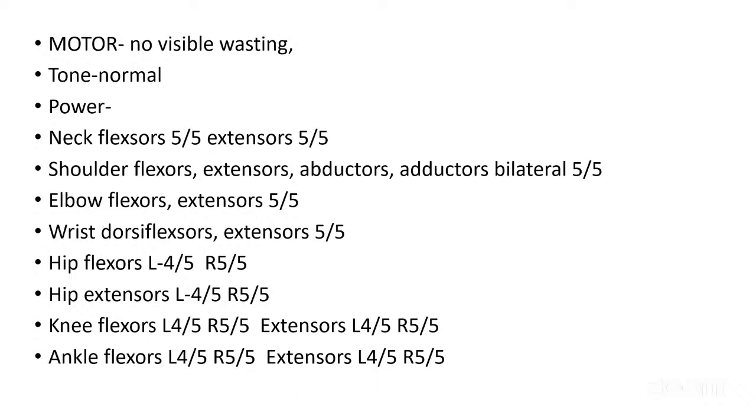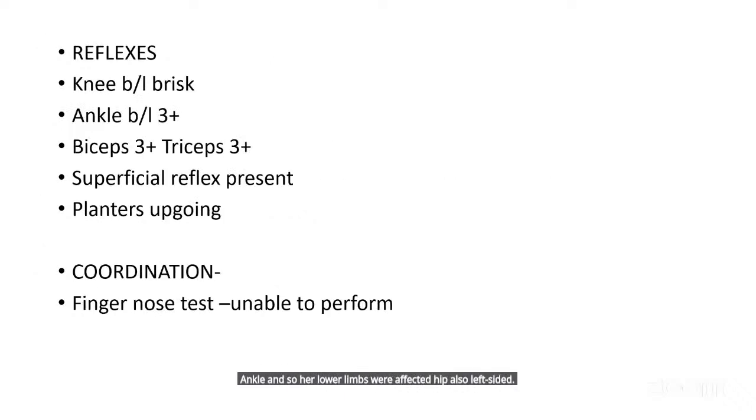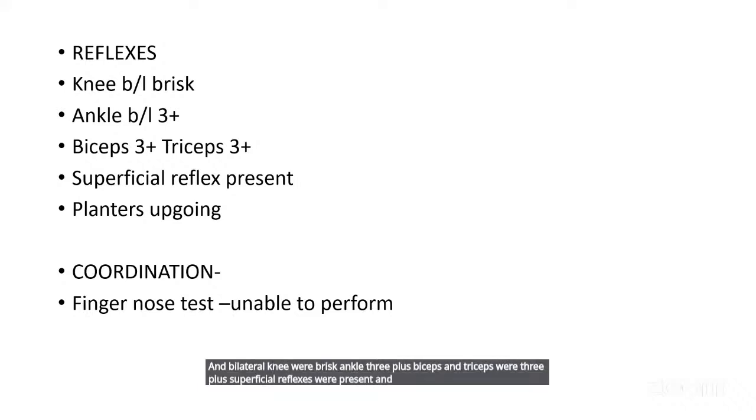The left side of hip flexors had 4/5 power. Then hip extensors 4/5. Knee flexors and extensors on the left side were affected. Ankle and so her lower limbs were affected. Hip also left-sided. Bilateral knee jerks were brisk. Ankle 3 plus. Biceps and triceps were 3 plus. Superficial reflexes were present and plantars were upgoing.